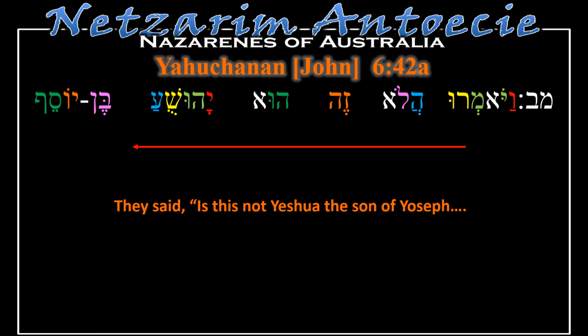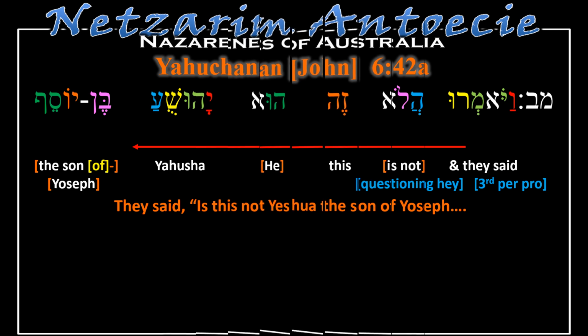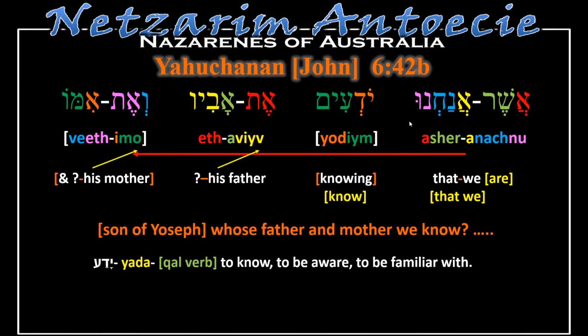And so now we can read that. Va-yom-ru, halo ze, hu, Yahushua ben Yosef. And they said, is not this he, Yahusha, the son of Joseph? And we come to 42b.